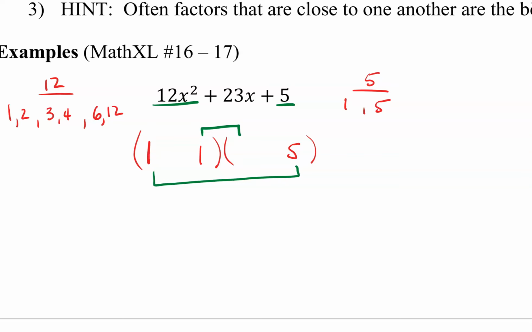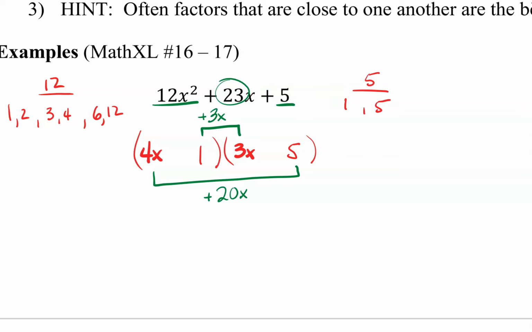What if I tried 4x here and 3x here, however? It's going to change things a little bit. The 4x times 5 does make 20x, and the 1 times 3x makes 3x. Well, now I'm at a position where I could combine to make 23x. I need a positive 20x and a positive 3x to make 23.